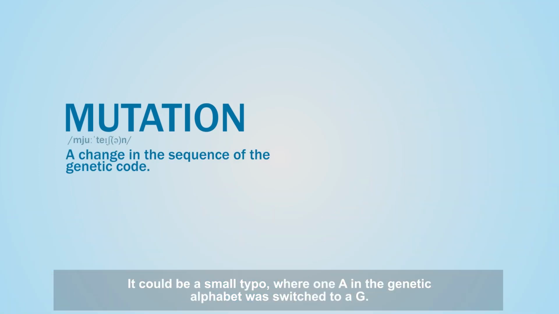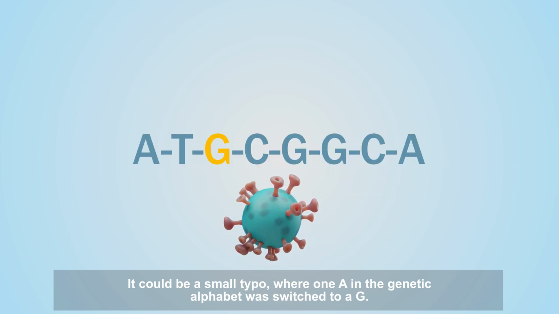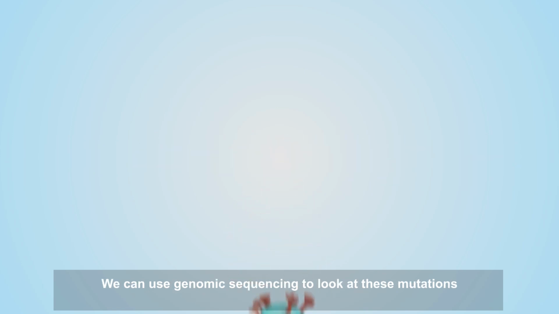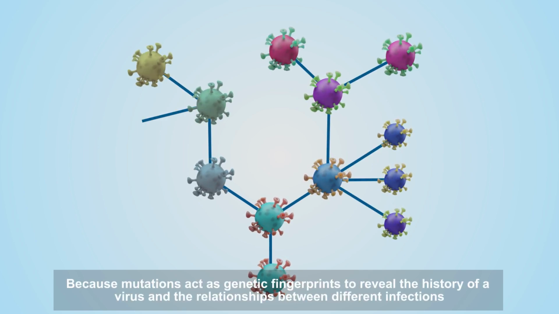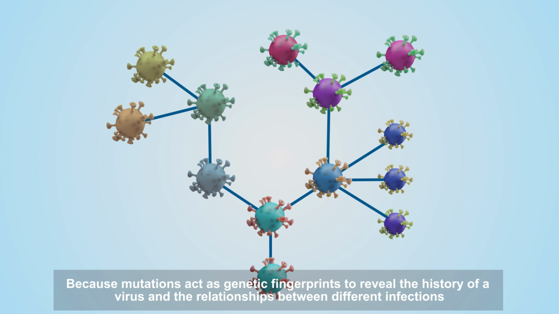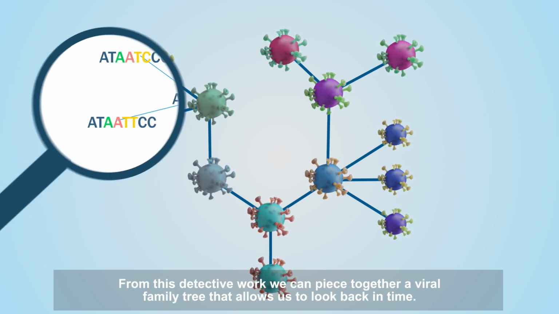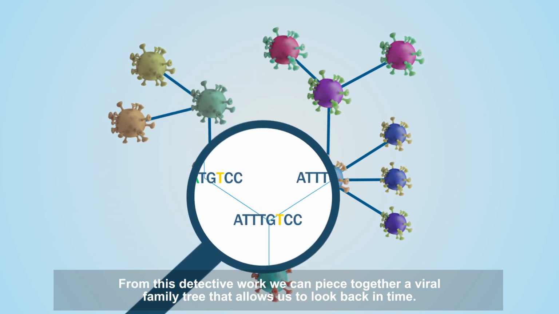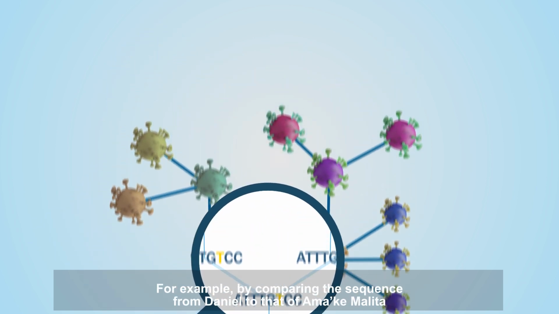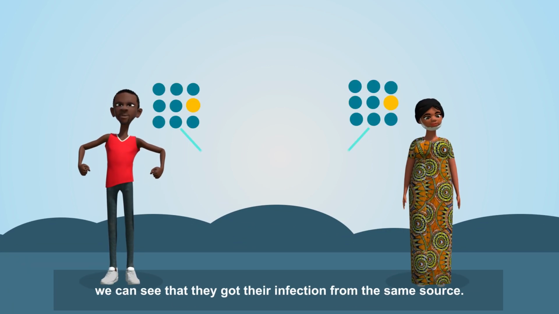It could be a small typo where one A in the genetic alphabet was switched to a G. We can use genomic sequencing to look at these mutations because mutations act as genetic fingerprints to reveal the history of a virus and the relationships between different infections. From this detective work, we can piece together a viral family tree that allows us to look back in time. For example, by comparing the sequence from Daniel to that of Amaka Malita, we can see that they got the infection from the same source.